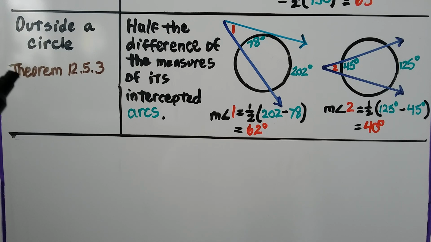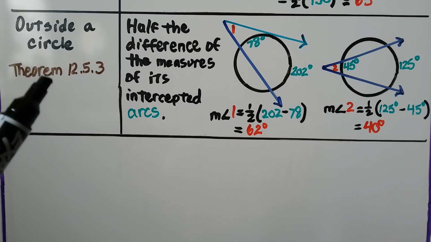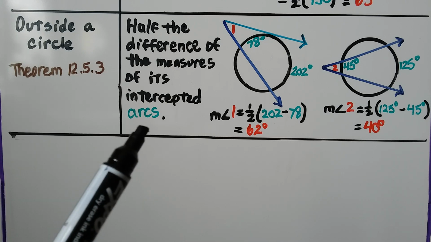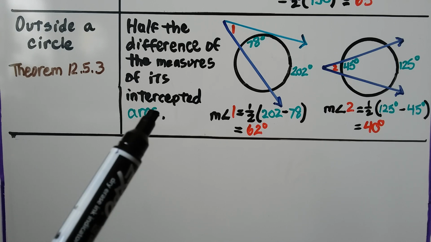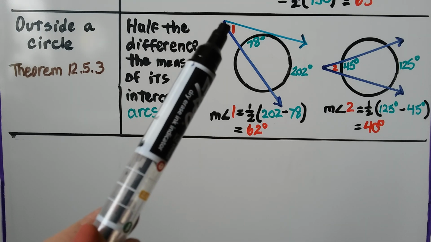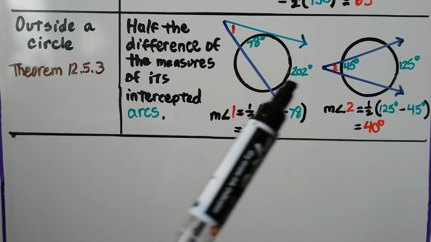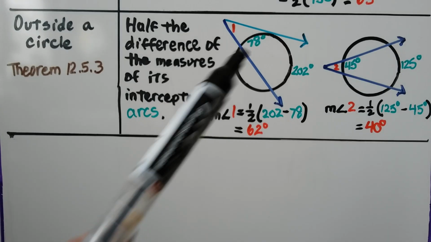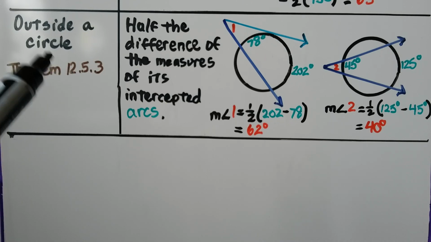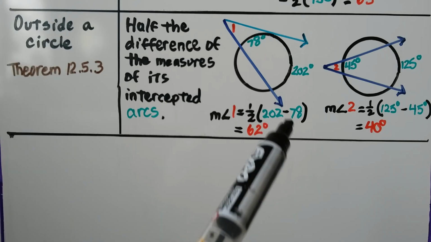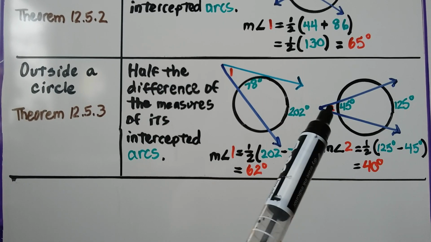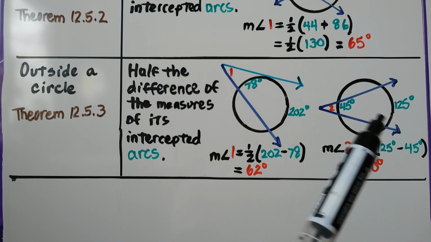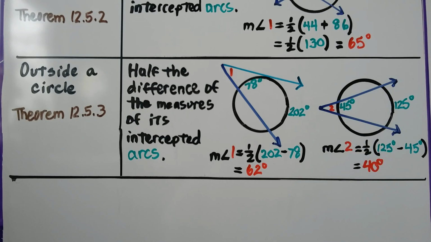And if the vertex of the angle is outside the circle, that was theorem 12.5.3, then half the difference of the measures of the intercepted arcs would be the angle measure. So here we have angle 1. The measure of angle 1 is going to equal half this 202 minus the 78 degrees. So when it's outside of a circle, we're going to use subtraction here. When it's inside of a circle, we're going to use addition. So the measure of angle 2 here is going to be half this 125 degrees minus the 45 degrees. So the measure of angle 2 is 40 degrees.